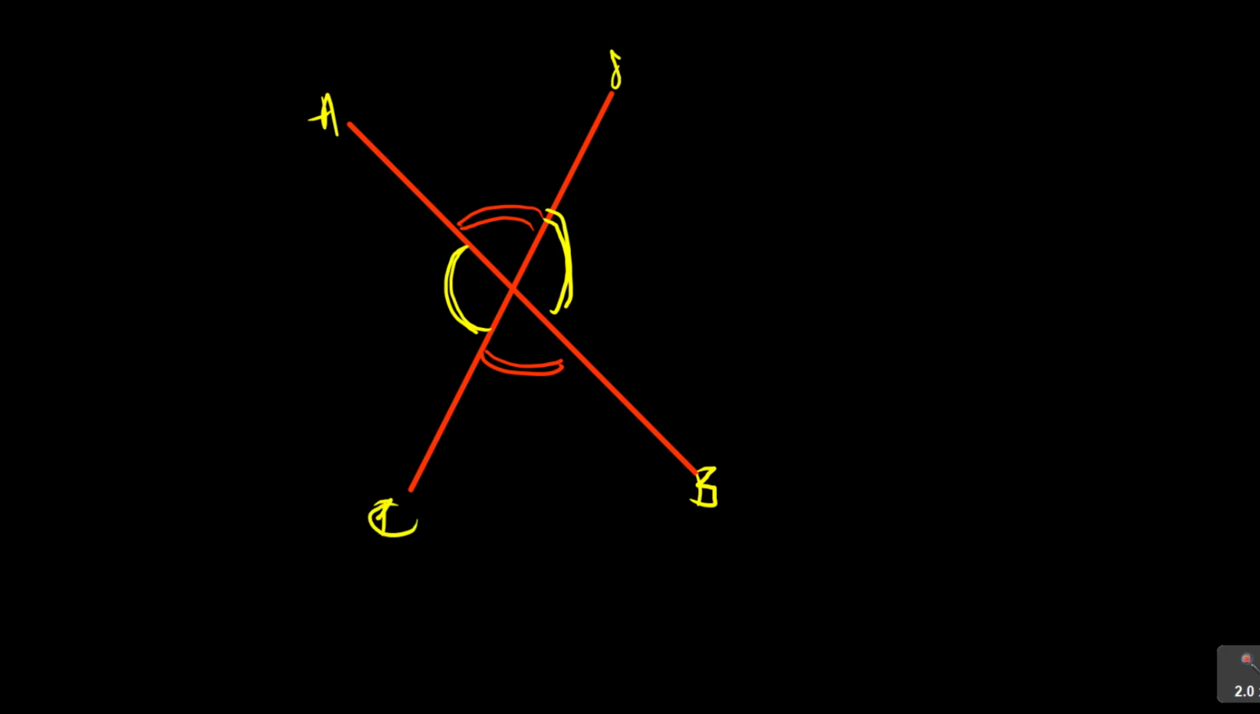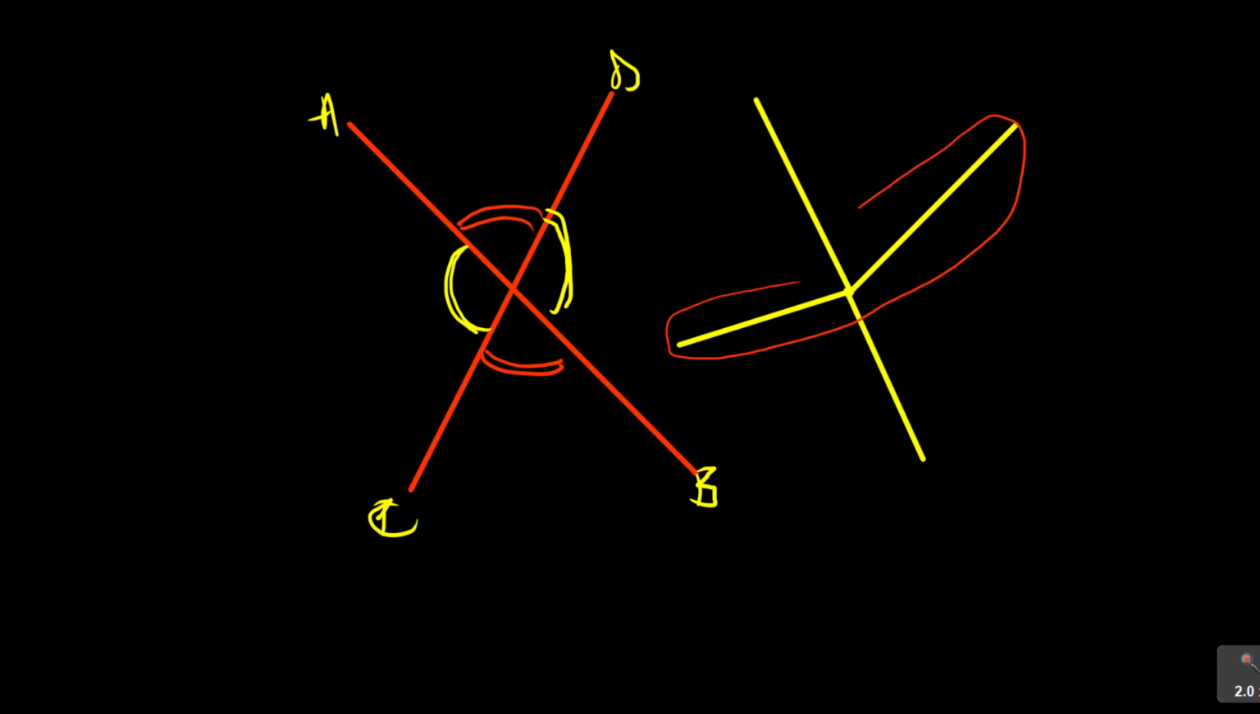This holds provided AB and CD are straight lines. Don't be tempted, it mustn't be like this, and that and that. You can see that this is not a straight line. Look at this. This is not a straight line. Even this is not a straight line. They need to tell you AB is a straight line and CD is a straight line.